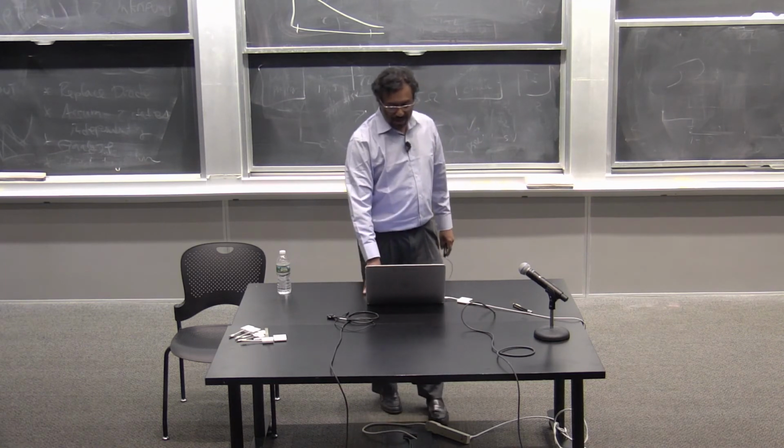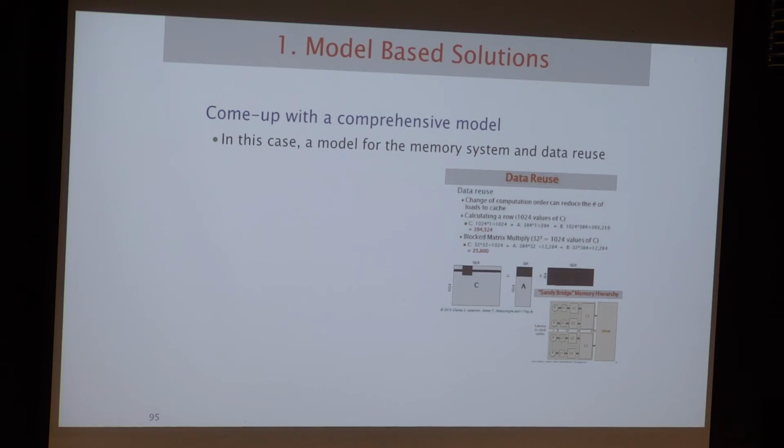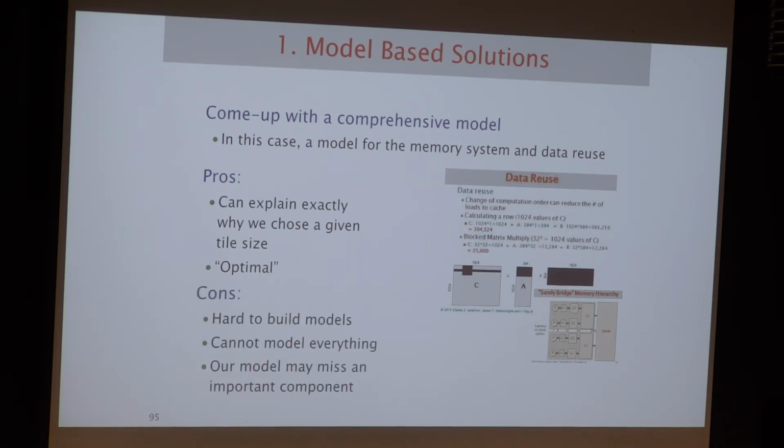Okay, actually I have a little bit more slides here. The model-based solution is that you come up with a comprehensive model, like a cache model or something like that, and you can show exactly what's right for the optimal solution in there. But the problem is models are hard to build, you cannot model everything, and most of the time modeling is the most important thing.